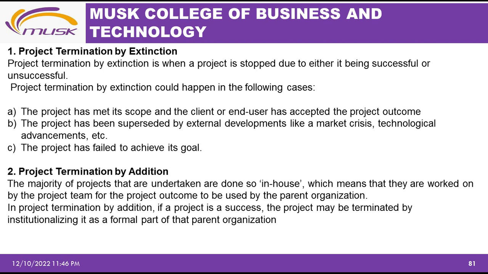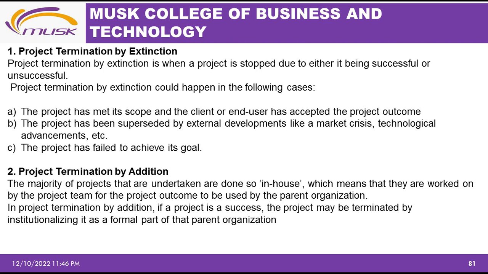In what we are calling project termination by extinction, a project is stopped due to either being successful or unsuccessful. So project termination by extinction could happen in the following cases. Number A, the project has met its scope and the client or end user has accepted the project outcome. When something is extinct, we simply mean that it now stops to exist. So the project stops to run.